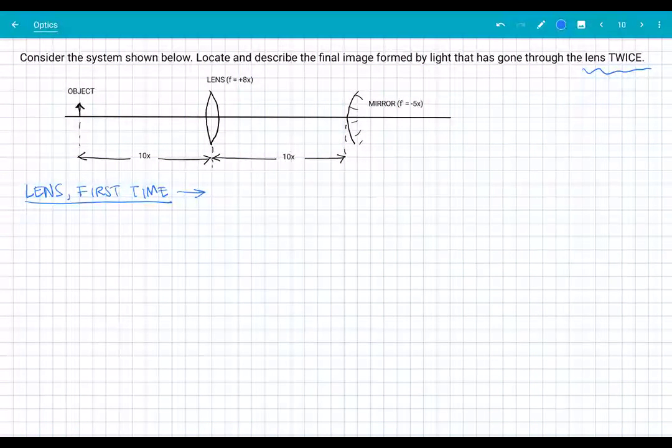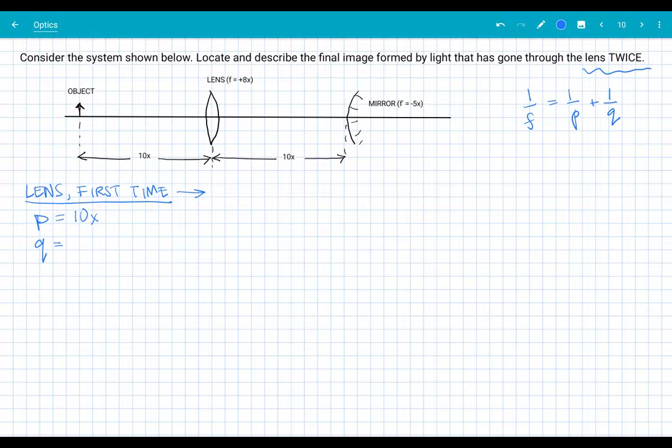So what's my object distance here? I can kind of think about that first. So I'm going to use P as my object distance, Q as image distance. So my object distance is obviously 10x. That's given in the problem. And then for my image distance, I'm going to use the general equation. Now, let me just remind you of the general equation. 1 over F is equal to 1 over P plus 1 over Q. I'm sure that we're fairly familiar with this by now.